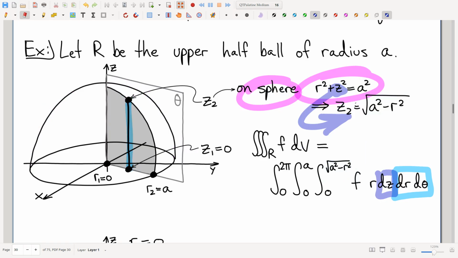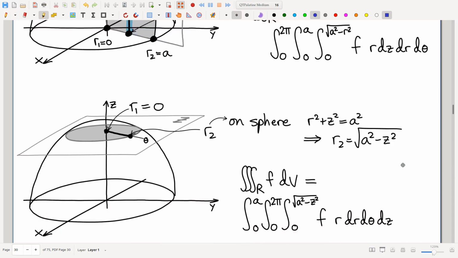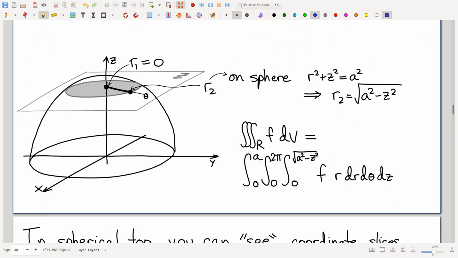Okay, let's do it again. Now this time we're going to switch things around. Now we're going to do the dz on the outside. So geometrically, it's going to be a totally different process. We're going to get a totally different collection of bounds. Right? None of this switcheroo simplicity like we would have with a rectangle.